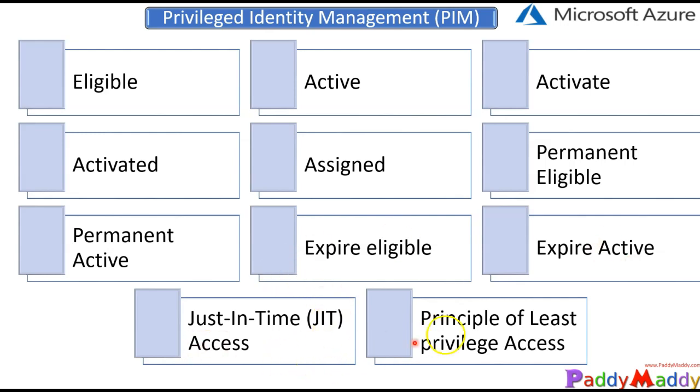And the final two are just-in-time access and the principle of least privileged access. JIT is the model that we are attempting to use by implementing PIM, with temporary permissions to use privileged tasks. And the principle of least privileged access is something we have used so many times, where we start with least permissions and perform any kind of task or job.